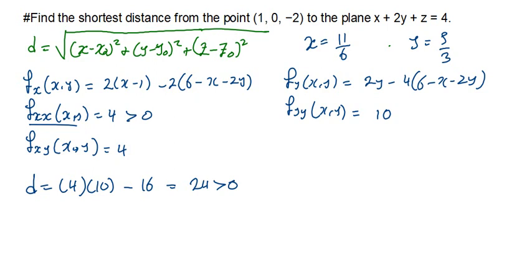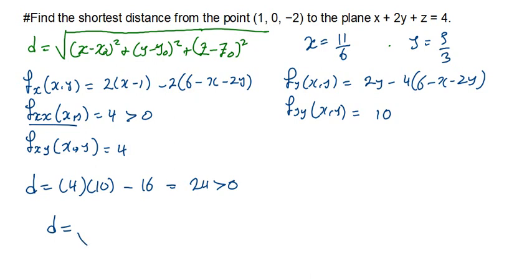This was just for us to confirm that we have a minimum, because you can't continue to find your distance if you have a maximum. You can have multiple critical points, but you need to determine which one is a minimum, because the aim here is to determine the shortest distance, and for the shortest distance we need a minimum point.